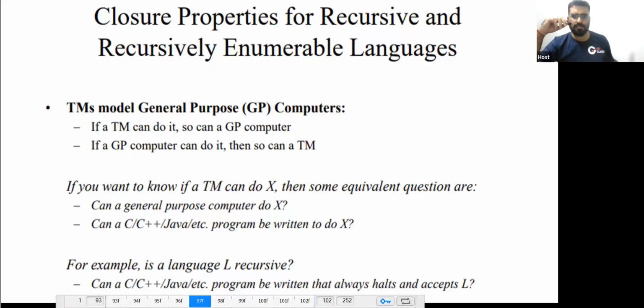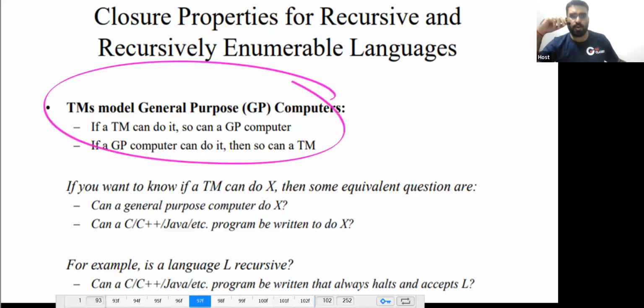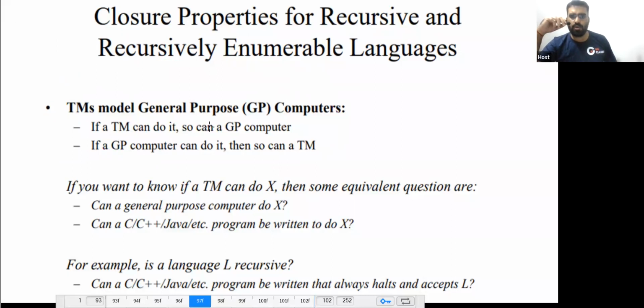Okay, let's move on. Now remember one thing. I told you this point already, that sometimes you can think about a Turing machine as a program, yes or no? If a Turing machine can do it, then your computer can do it. If your computer can do it, then a Turing machine can do it. So this type of thinking will sometimes help you.